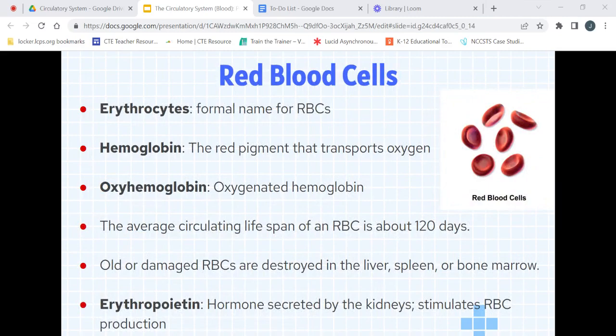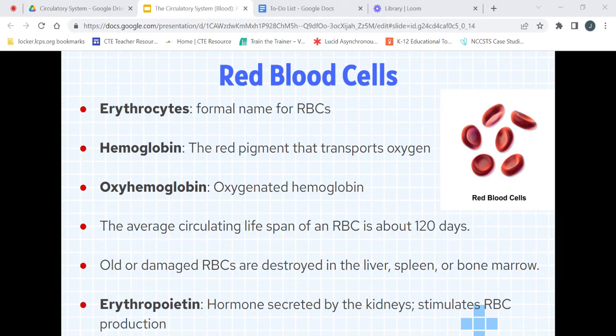Next, we have red blood cells. Erythrocytes are the formal name for red blood cells. Hemoglobin is the red pigment, and hemoglobin is used to transport oxygen. Oxyhemoglobin is oxygenated hemoglobin. Red blood cells also transport carbon dioxide.